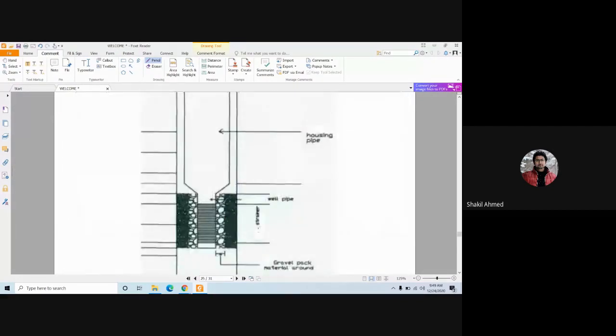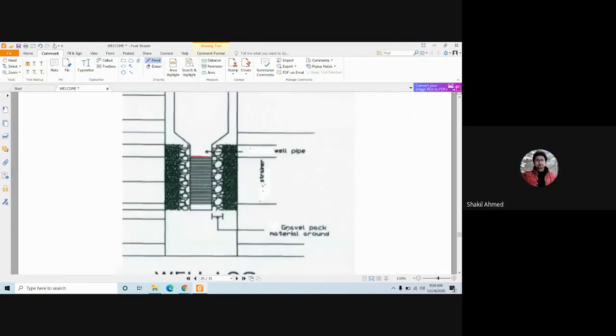And when we determine this, look at this. This is the screen, right? Around this screen, look, this is the gravel pack material, this portion. So I'm talking about this. And here this is the soil particle. So look, this is the smaller particle and this is the larger particle.